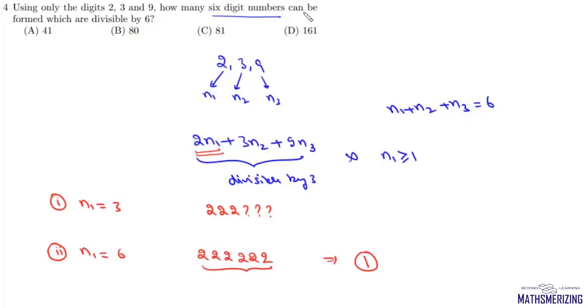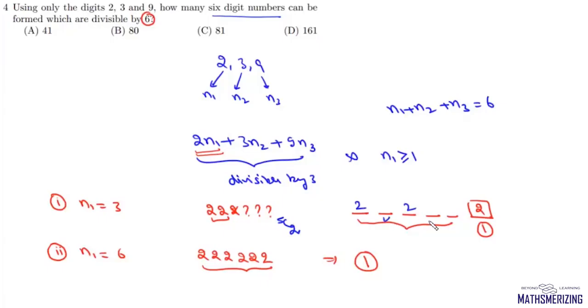Now since this number has to be divisible by 6, it must end with 2. So this last place is already filled up with 2. So we have one choice for that. Now we are left with 2 2's. Out of these 5 places, we have to select 2 places where we can place these 2 2's. So from 5, we have to select 2, and it can be done in 5C2 ways.